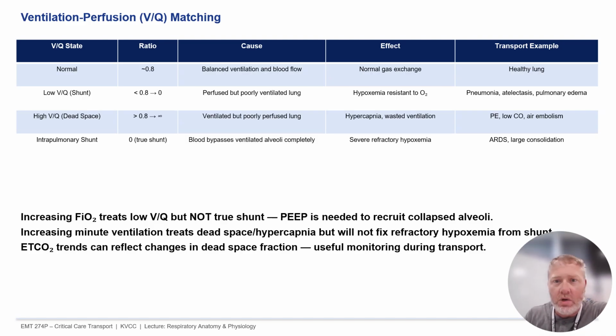The ventilation perfusion matching is the concept that explains why some patients don't get better when you give them oxygen. And it helps to understand that it separates good transport clinicians from great ones. In a normal lung, ventilation and perfusion are matched. Areas that are ventilated are also perfused, so gas exchange is efficient. Whenever you have a VQ mismatch, that occurs on a spectrum.